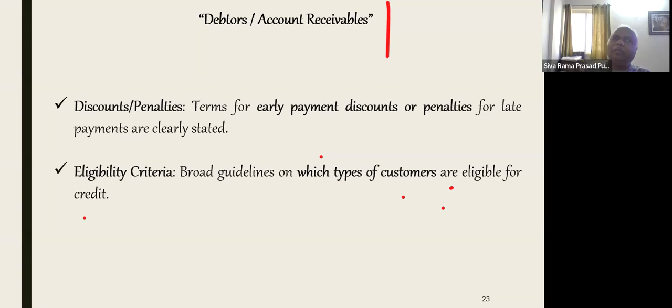Eligibility criteria: the board's broad guidelines are there on which type of customer is eligible for credit. Whenever banks give credit, they also follow this practice. They also have credit policy guidelines. In the company also, whenever they give credit sales, which are called debtors or account receivables, they follow the same type of practice, more or less, with about 20% difference this side or that side.